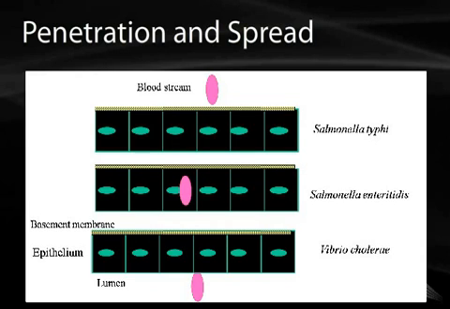Bacteria can penetrate, and once they penetrate, they can spread to different parts of the body. Salmonella typhi, Salmonella enteritidis, and Vibrio cholerae all can go through the epithelium and enter into the bloodstream and cause problems.